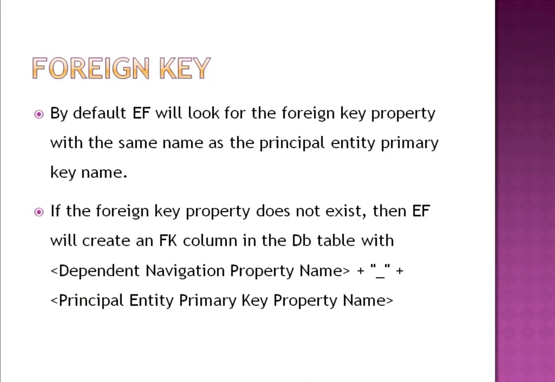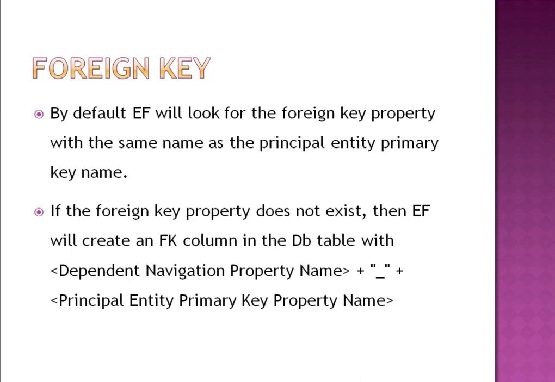Now the next convention is for foreign key. We all know that foreign keys are required to establish relationships between tables. There are one-to-one, one-to-many, and many-to-many relationships between your tables. If you want to establish that relationship, we have to use a foreign key. Now how are we going to specify the foreign key in the code first approach? By default, Entity Framework will look for the foreign key property with the same name as the principal entity's primary key name.